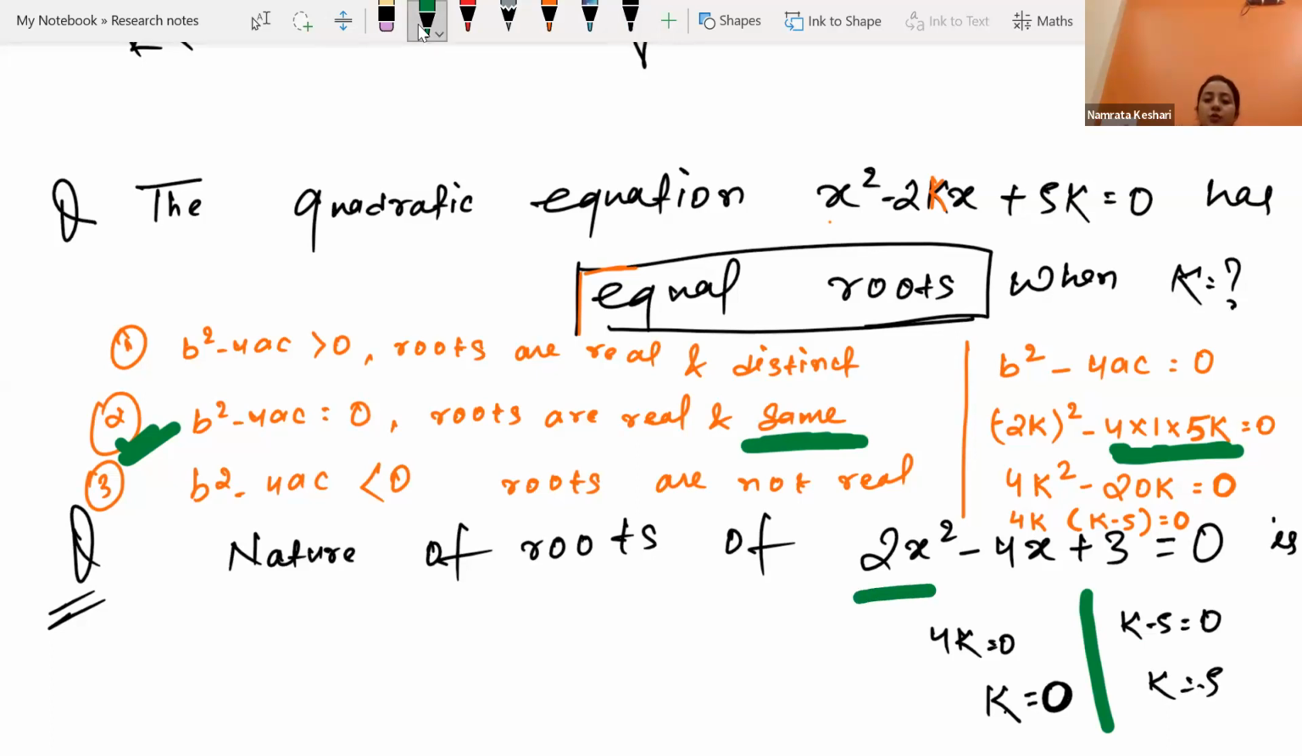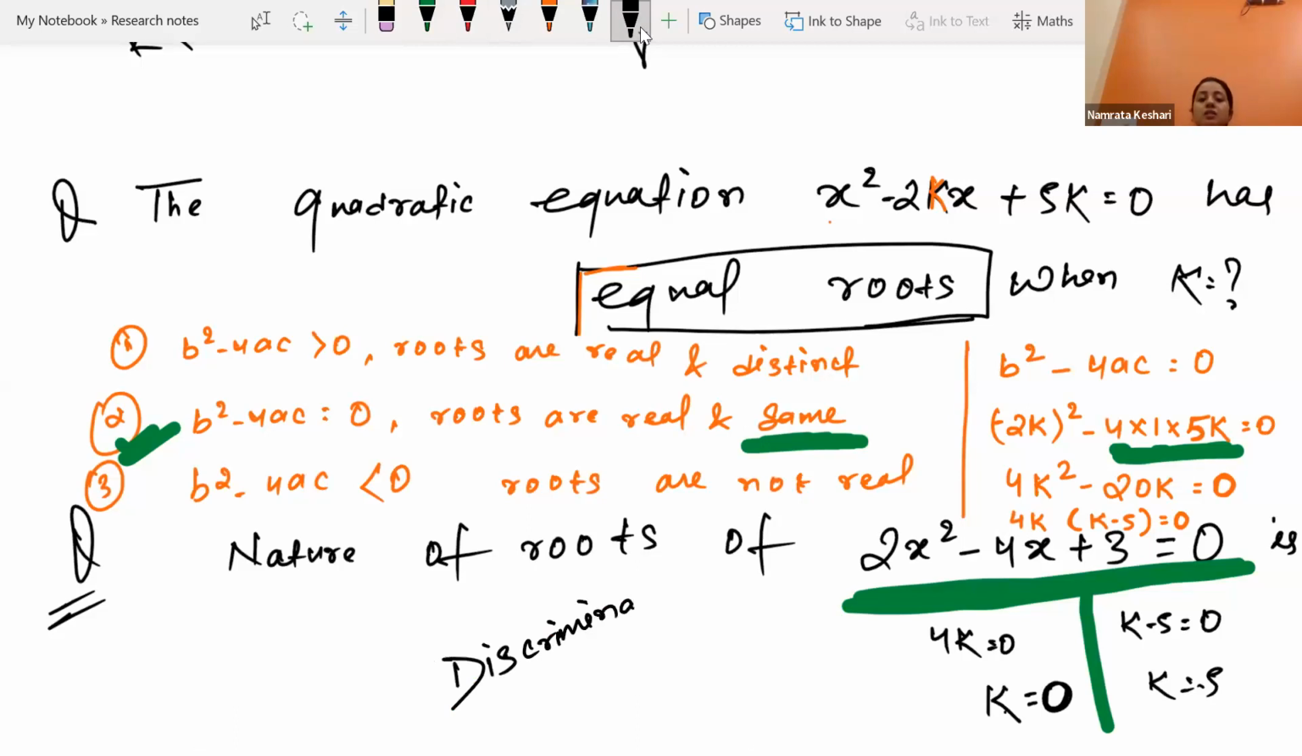So this is the quadratic equation we have: 2x square minus 4x plus 3 is equals to 0. You have to check the nature of the roots by finding the discriminant. This b square minus 4ac is called the discriminant. I am writing on the screen. Anytime in your question paper, if this terminology discriminant appears, you should understand that discriminant means b square minus 4ac.